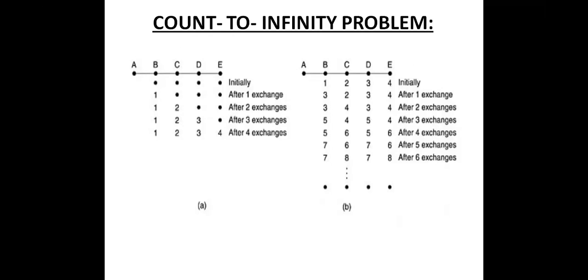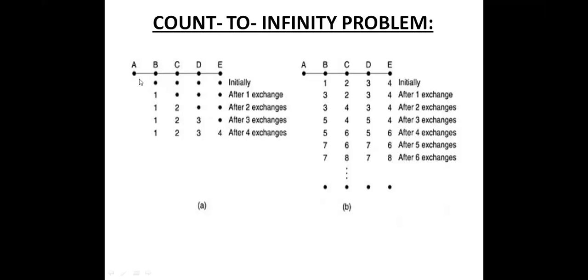So I will discuss the count to infinity problem. There is a problem with the distance vector routing algorithm, that is count to infinity. So what is count to infinity? For example, initially every node is willing to transfer information to E. Initially they don't know the distance. So whenever A wants to transmit a packet to B, the distance between A and B is 1 hop. So 1.